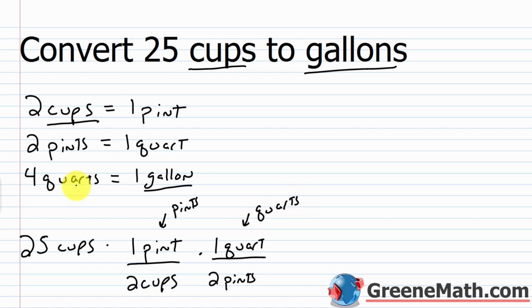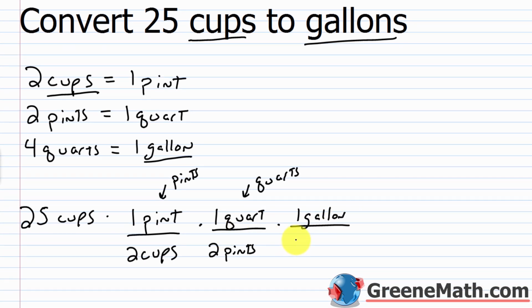Now the last step is to put it in terms of gallons. So I have 4 quarts equals 1 gallon. So I'm going to multiply one more time. Again, gallons will be in the numerator, so 1 gallon will be up top, and 4 quarts will be on the bottom in our denominator. Okay, so this will put it in terms of gallons. And that's all it is. You're just doing multiple conversions at once.